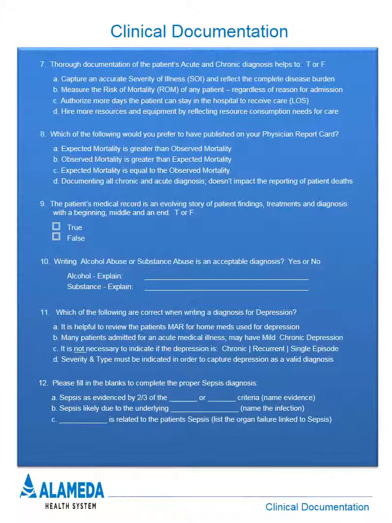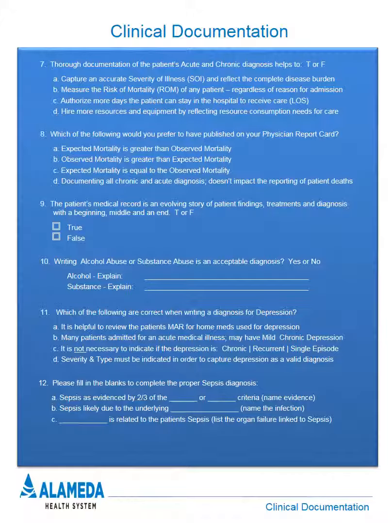Question number 8. Which of the following would you prefer to have published on your physician report card? Would you prefer that your expected mortality is greater than the observed mortality, so that your whole cohort group's deaths are more than the deaths that are observed by you and your healthcare facility? Yes, that one you'd prefer. B, that your observed mortality is greater than your expected mortality. C, that your expected mortality is equal to the observed mortality. And D, documenting all chronic and acute diagnosis does not impact the reporting of patient deaths.